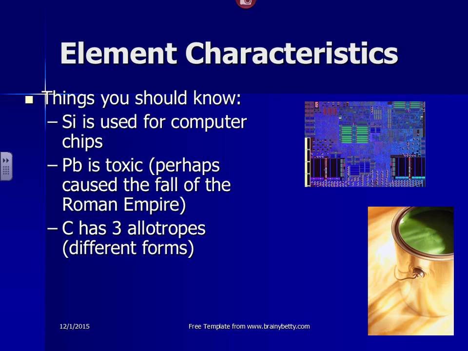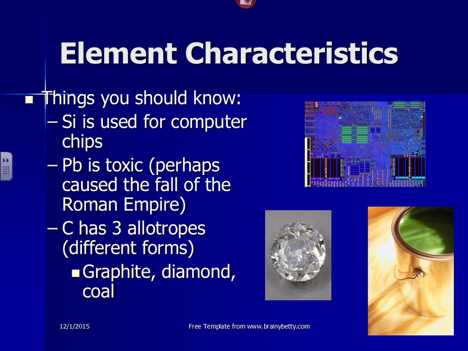What's the third form of carbon? Anybody know? It doesn't look anything like the other two. This one. Diamond. Diamond is the third form or the third allotrope of carbon. Sorry, I'm not passing around my wedding ring for you guys to look at. It's the only diamond I own.